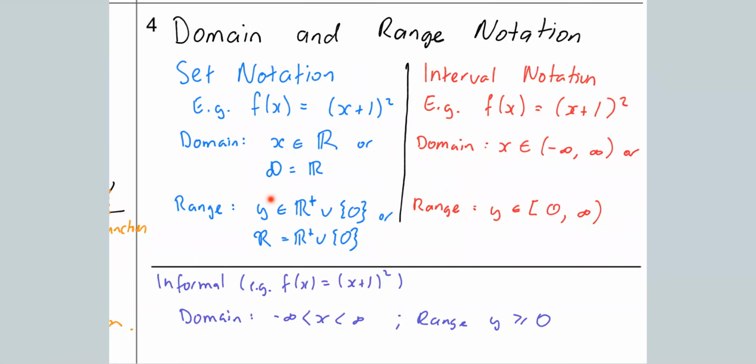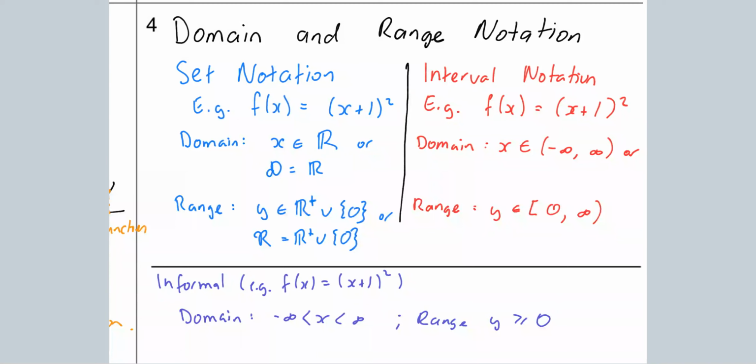And then the range is y belongs to the set of all real positive numbers. That's what the plus means. And then this is the union symbol, which means join it with the set 0. So it means all positive real numbers plus 0, which is what this would be. So you can see that's why the range is that. Complicated, but I prefer it.